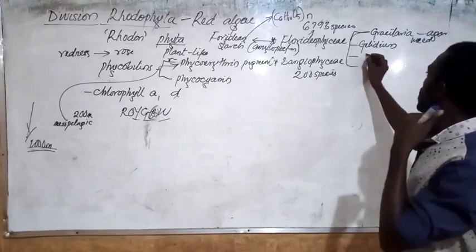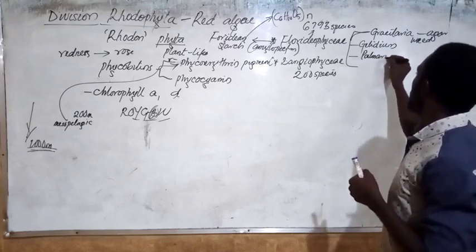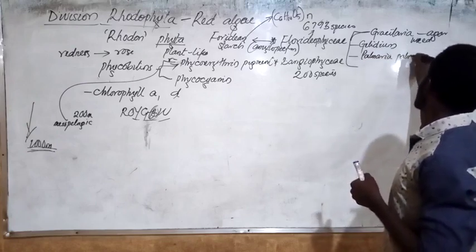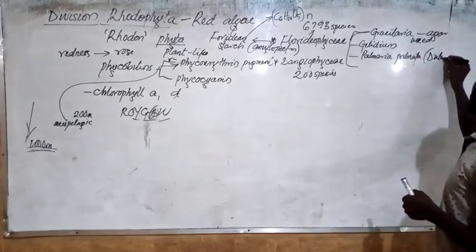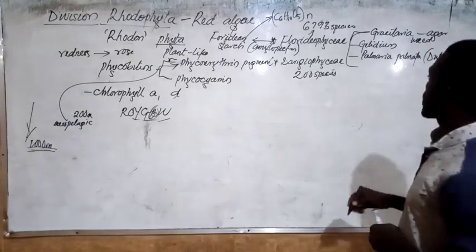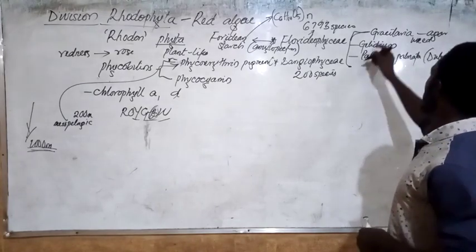We have the Palmaria palmata. The Palmaria palmata is commonly called Dulce. Now we also have the Glaciaria.